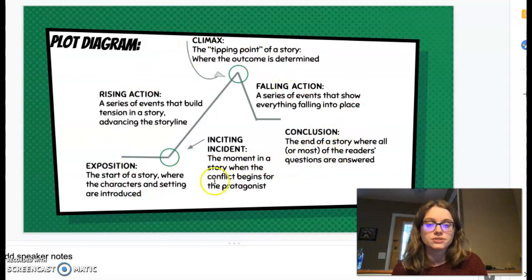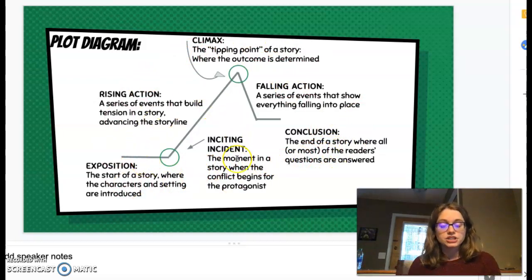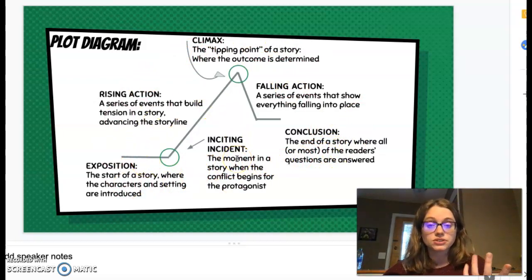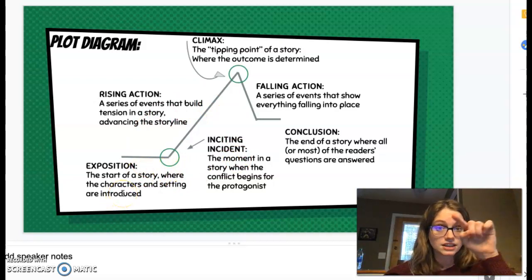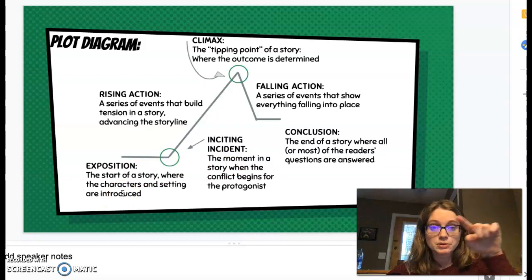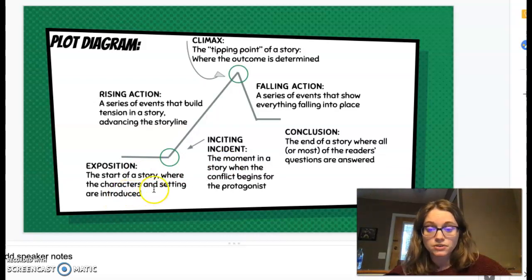I will go through what each of these are. You can write down what each of those are. And then if you want to use this as your outline, and say exposition, I'm going to say that it takes place at grandma's house. I'm going to introduce the characters, which is my grandma and my brother and me, so on and so forth. So that is the exposition, is where and when the story takes place, and you're introducing the characters. Then we have this thing called the inciting incident.